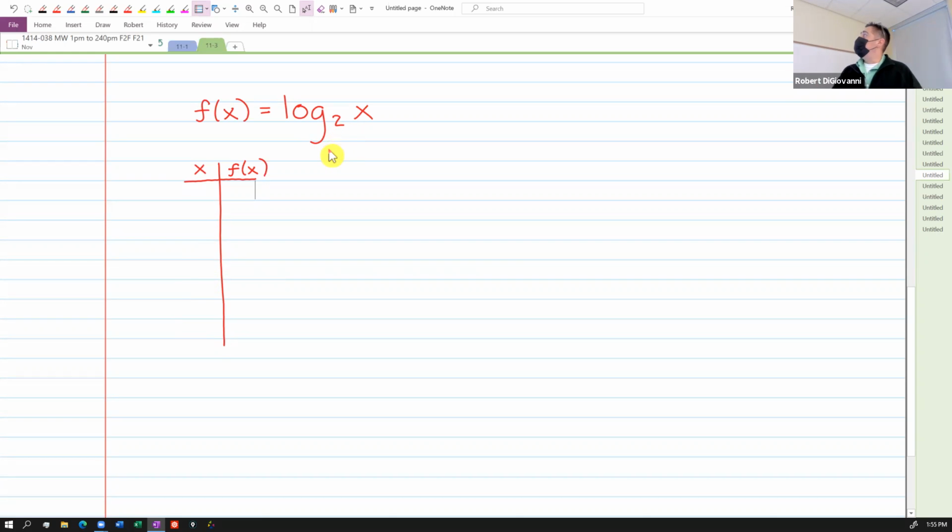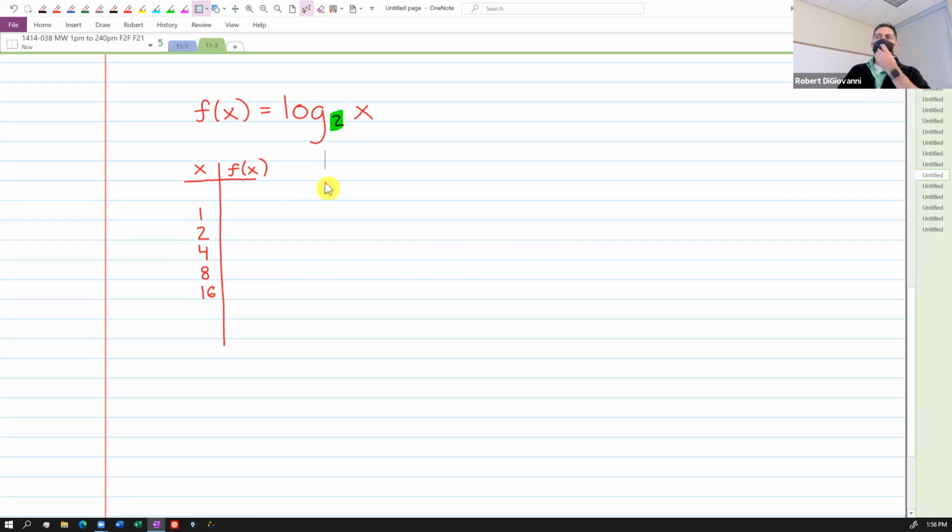So what would 2 to the 0 be? 1? What would 2 to the first power be? 2. What would 2 to the second power be? 4. Then 2 to the third, 8, 16. Do y'all understand what I'm doing there? I'm just looking at the base and thinking about numbers that are powers of that base.